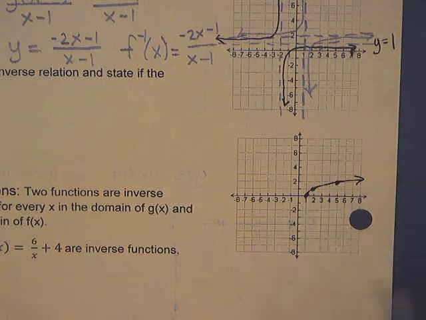I also know that this graph passes the horizontal line test, so that it will have an inverse relation that is a function.